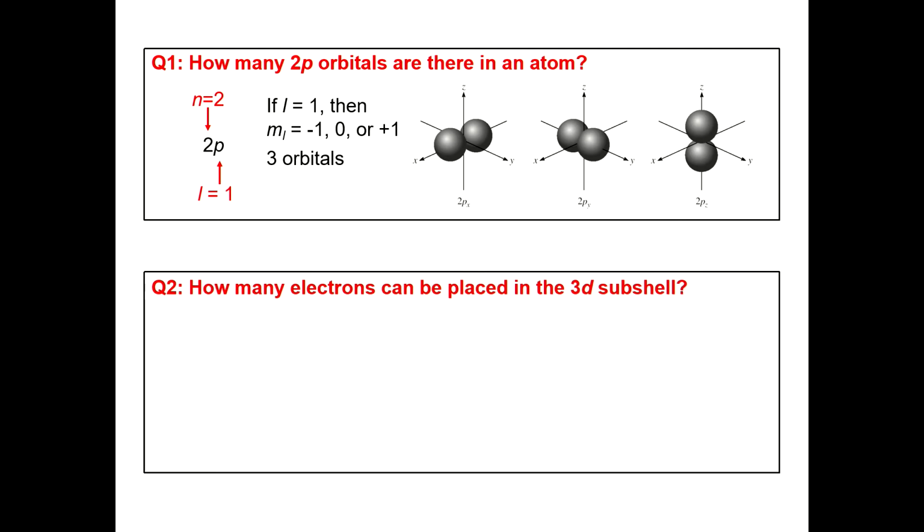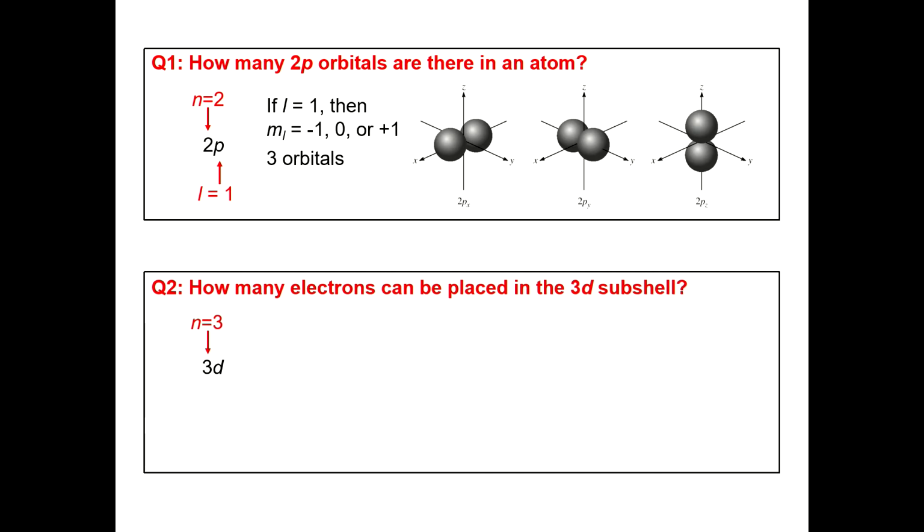Now, second question: how many electrons can be placed in the 3d subshell? Of course, 3d means n equals 3, l equals 2. And then how many ml values are there? 5. So 5 means 5 orbitals. How many electrons can be in the 5 orbitals? 10.